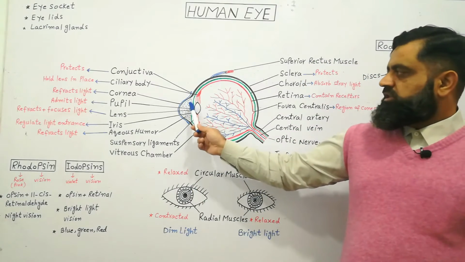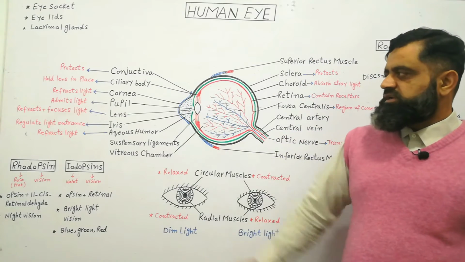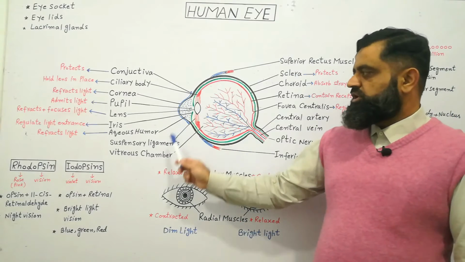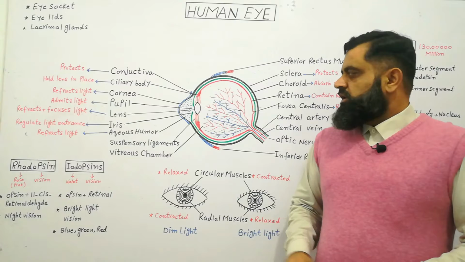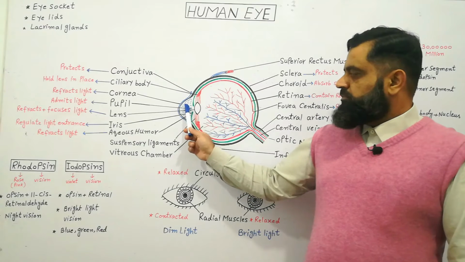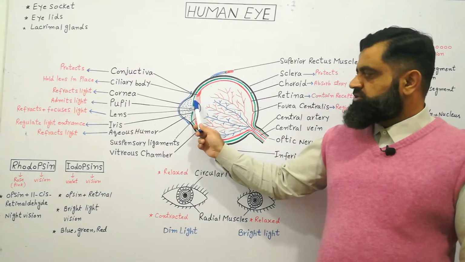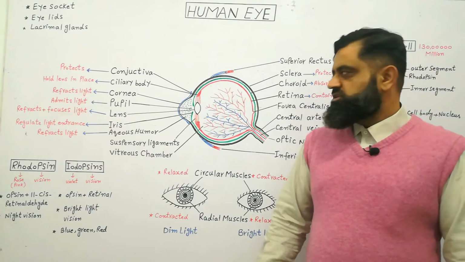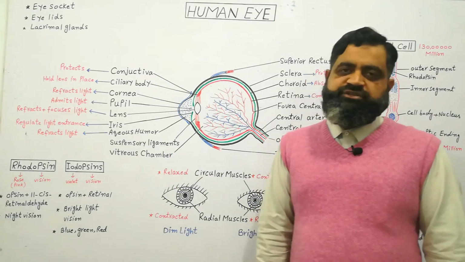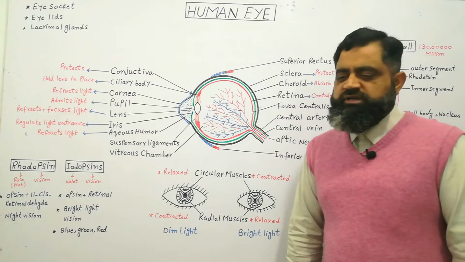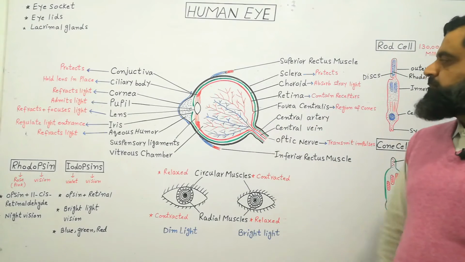Under the cornea there is a small chamber which is known as the anterior chamber. The anterior chamber contains a fluid which is known as aqueous humor. Behind the anterior chamber there is a posterior chamber which also contains a fluid which is known as vitreous humor, or the vitreous chamber. Now let's look at some layers on the back side.